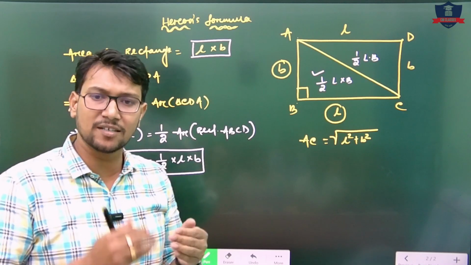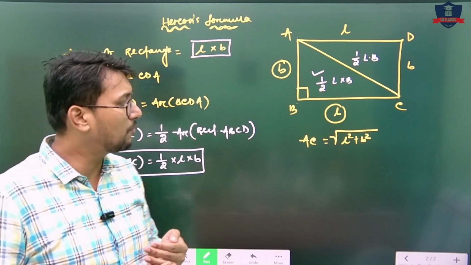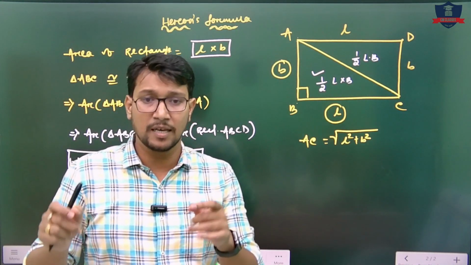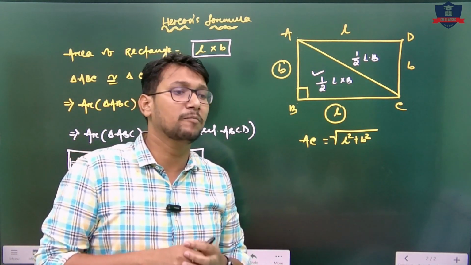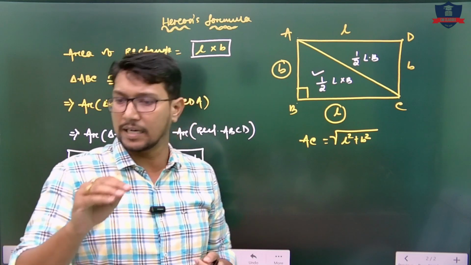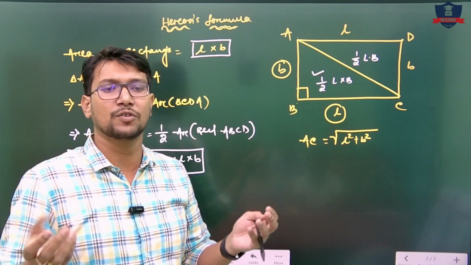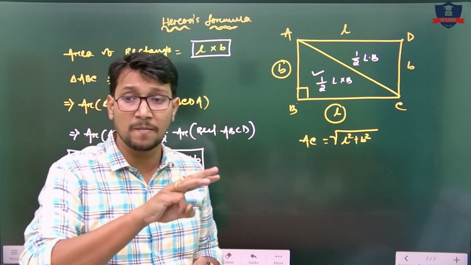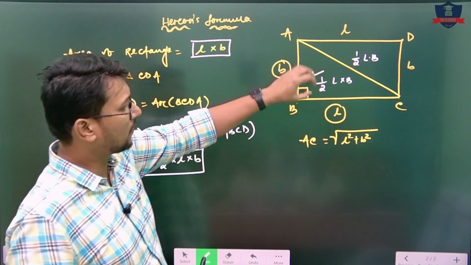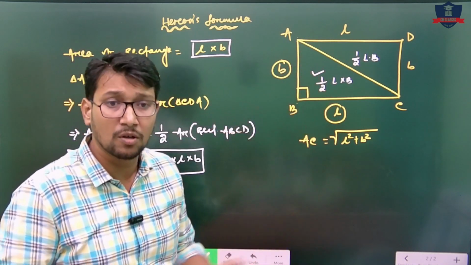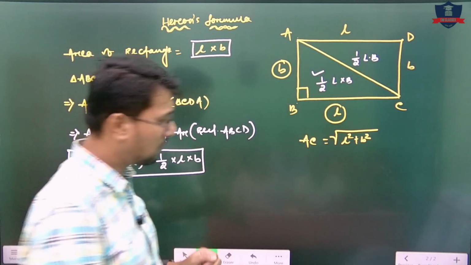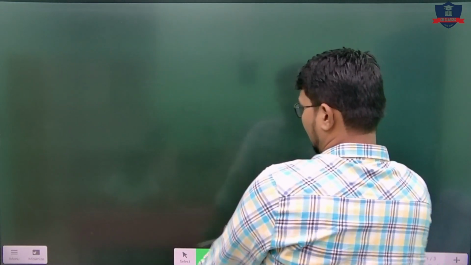But we have proven for which one? Right angle triangle. Let us see how it is applicable for acute angle triangle as well as obtuse angle triangle, because every triangle can be either a right angle triangle, an acute angle triangle, or an obtuse angle triangle, based on the angles. Clear everyone? Let us move to the acute angle triangle.